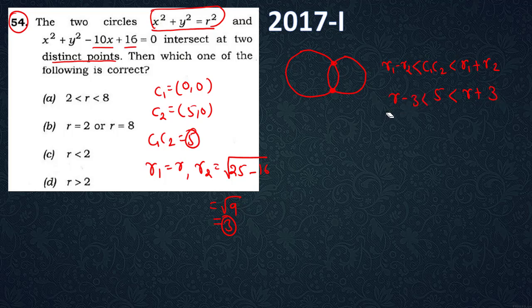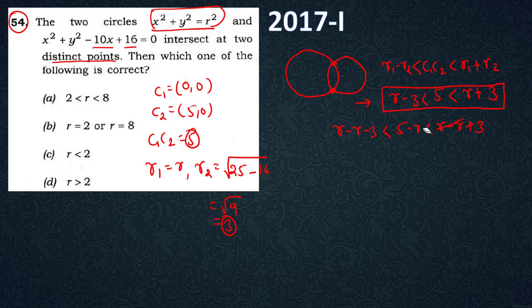Okay, so now let's remove this r from these two terms. So this question becomes your inequality question. Check which option is correct. ऐसा कुछ option दिया है क्या? नहीं. Okay, so let's have one proper format. So remove r from these two terms. So subtract r throughout the equation. So it is r minus 3 minus r less than 5 minus r less than r minus r plus 3.